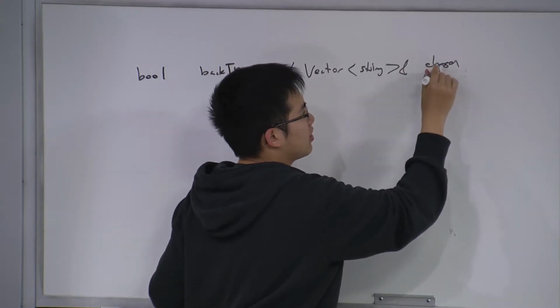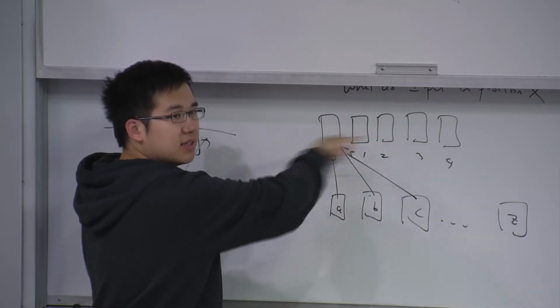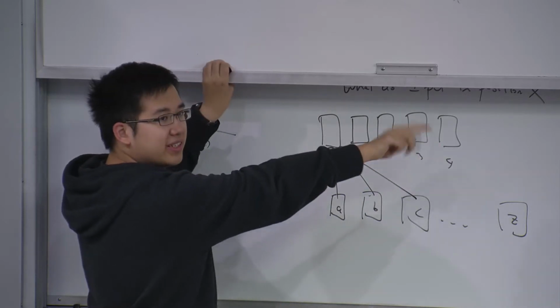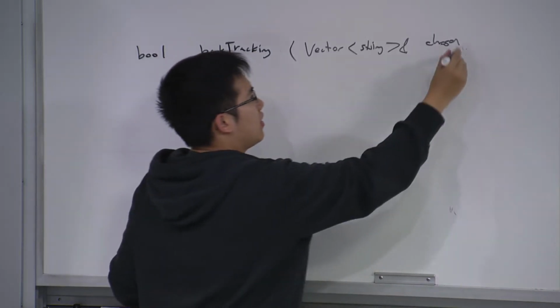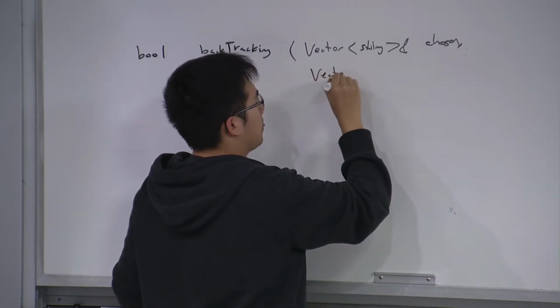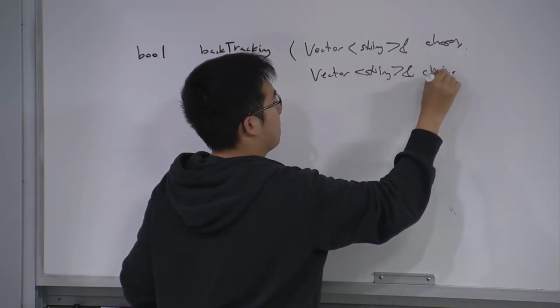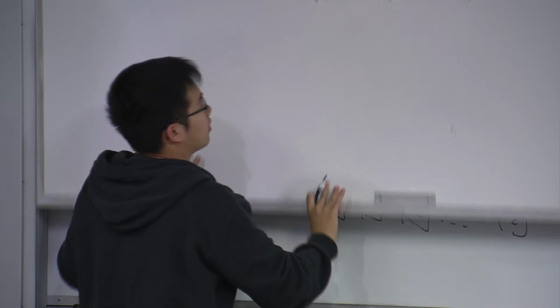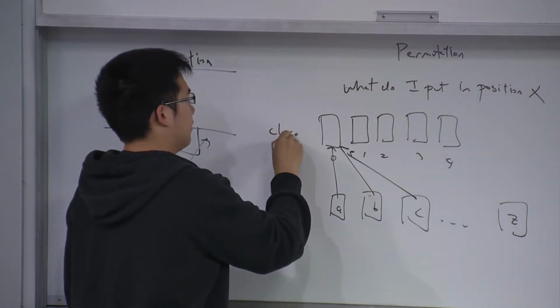So this corresponds to this, things you've chosen, and then each one is the index. And then you also have a list of choices, which corresponds to this thing. This is chosen. This is choices.